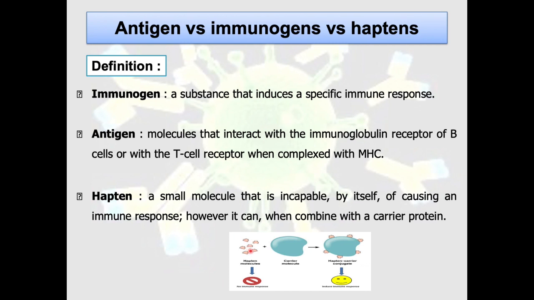I put it here. So when only a hapten appears, only one single hapten, it cannot trigger an immune response, but it can bind to the immunoglobulin receptor. So it means that the receptor from T cell or B cell can recognize the hapten. But when it recognizes only haptens, no immune response can be triggered. Otherwise, if it binds to the carrier protein, a larger molecule, basically proteins, then it can induce an immune response.